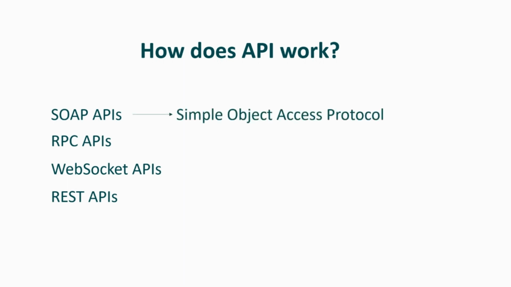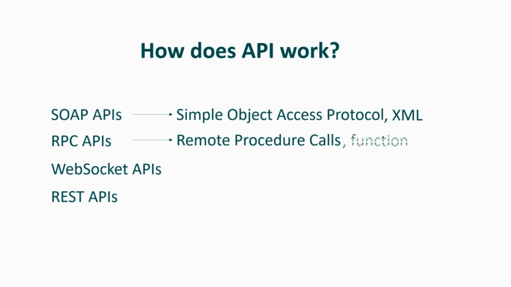SOAP APIs use Simple Object Access Protocol. In this API, client and server exchange messages using XML. These are less flexible and were popular in past days. The second is RPC API. These APIs are called remote procedure calls. In this API, client completes a function or a procedure on the server and the server sends output back to the client. The third is WebSocket API.